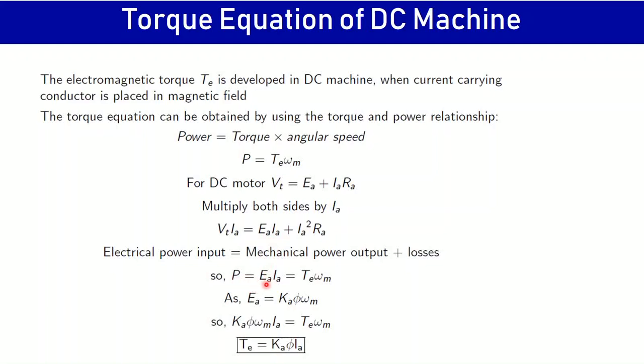So we are writing P is equal to EaIa, and assuming the mechanical losses to be negligible here, that should be equal to Te into omega m. Now since we had obtained the armature EMF in terms of the flux and the angular speed omega m, we write Ka phi omega m Ia should be equal to Te into omega m. So what we see here is that the electromagnetic torque is directly proportional to the magnetic flux inside the air gap and the armature current. This is an important result.